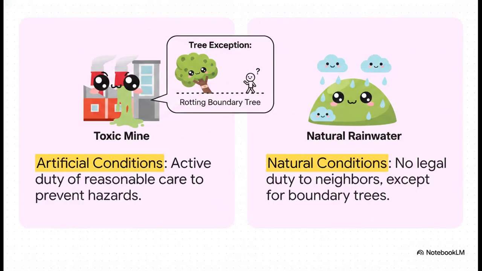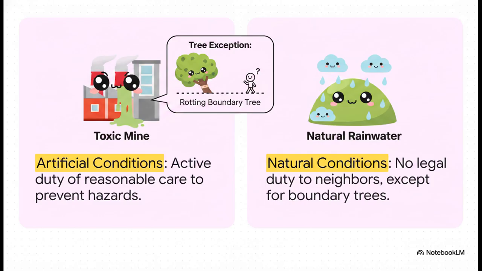And what about folks outside your property line? Well, if you create an artificial condition, like a mining operation that leaks toxic runoff, you absolutely owe an active duty of reasonable care to your neighbors. But if it's a natural condition, like rainwater flowing down a natural slope onto your neighbor's land, you generally owe no legal duty at all.